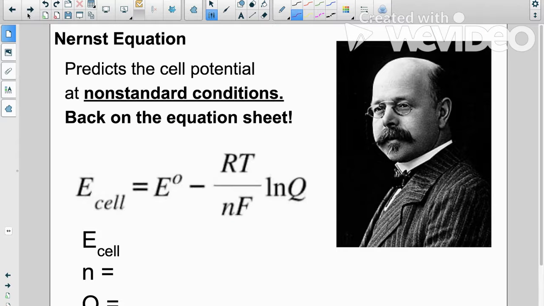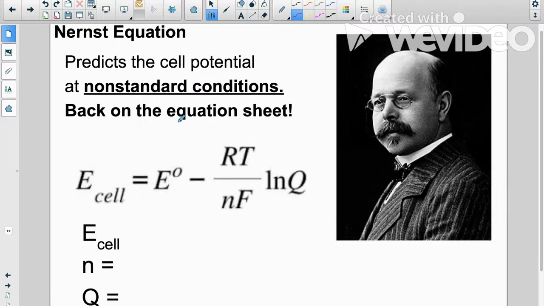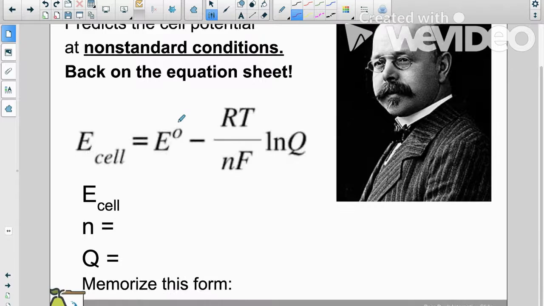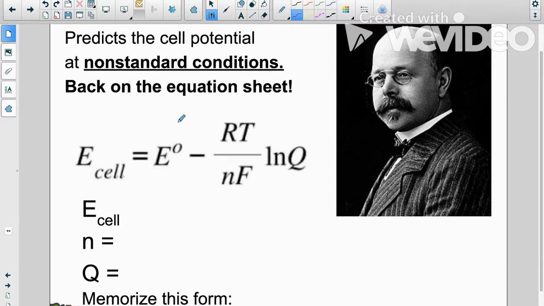All right, so the last thing we talked about very briefly was the Nernst equation. This is a very useful equation. It can tell us the cell potential at non-standard conditions. So here, our E naught is the standard cell potential, and that's what we've been calculating using our half reactions and our standard reduction potentials. This is the non-standard cell potential.